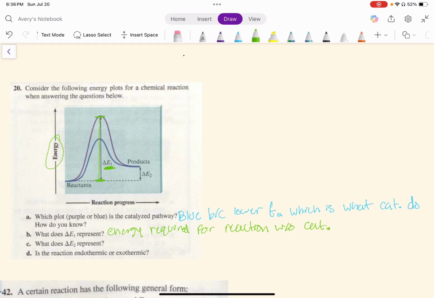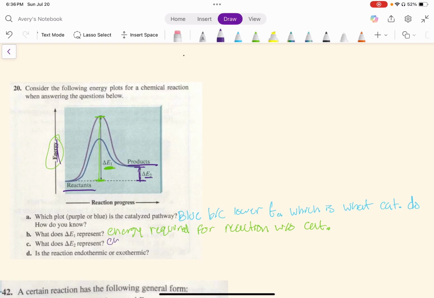Now, for C, what does E2 represent? We're going to look, I need another color, we'll use purple. From here to here, this is E2. We're working with energy because of what the y-axis is and the fact that it's marked with uppercase letter E. Now we need to look at where that line is pointing from. It is going from reactants to products. So delta E2 is showing us the change of energy from reactants to products.